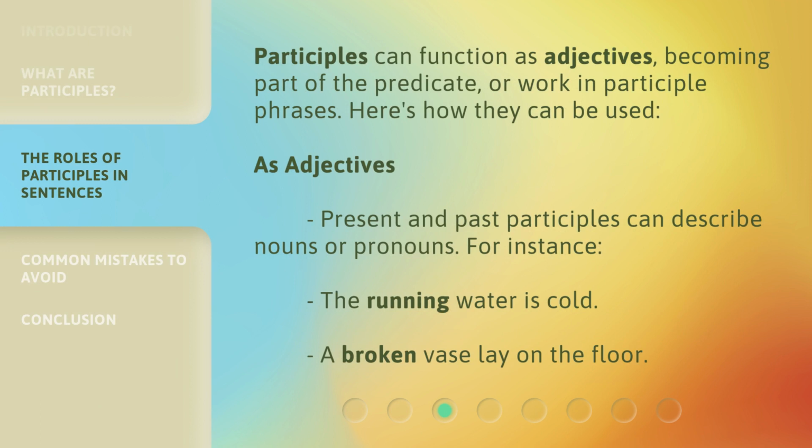Participles can function as adjectives, becoming part of the predicate, or work in participle phrases. Here's how they can be used. As adjectives, present and past participles can describe nouns or pronouns. For instance, "The running water is cold." "A broken vase lay on the floor."